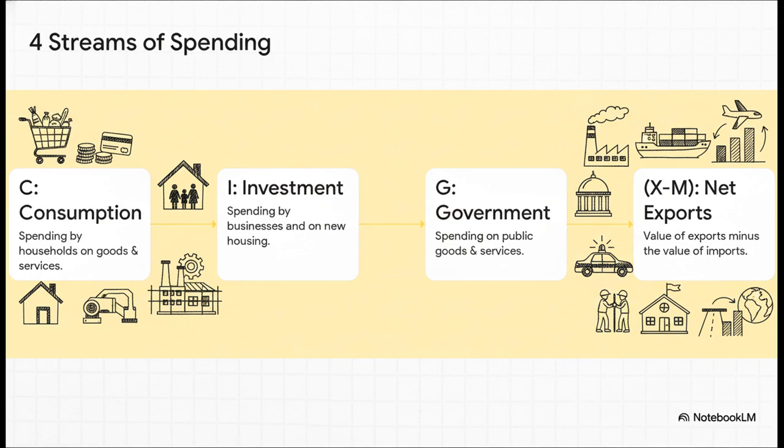You've got C for consumption, that's all of us, households spending our money. You've got I for investment, that's businesses spending on new equipment, plus all new home construction. Then there's G for government spending on public goods and services. And finally, you have net exports, which is just the value of our exports minus the value of our imports.